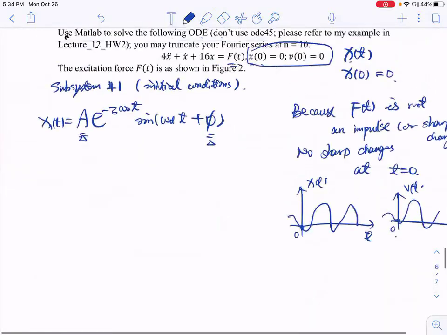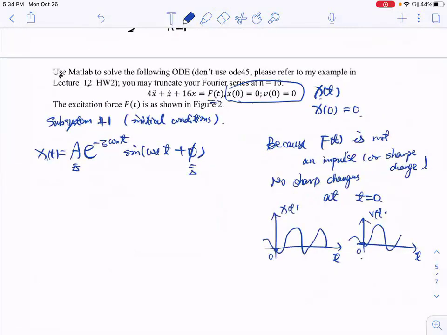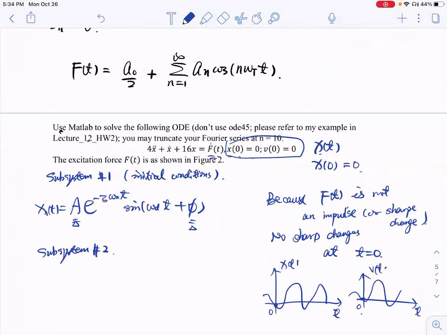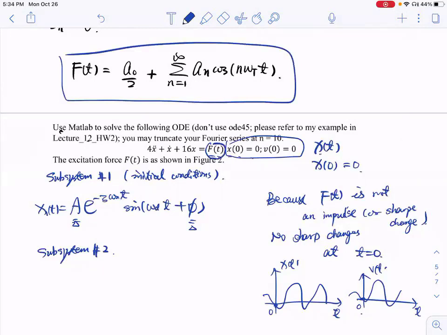All right, so let's keep going. So you have subsystem number 1, A and phi to be determined. Your subsystem number 2: you have to replace your f(t) by whatever Fourier series we got. And here, I did mention that we truncate the Fourier series at n equal to 10. That means we don't have to go all the way to infinity. Let's stop at n equal to 10.